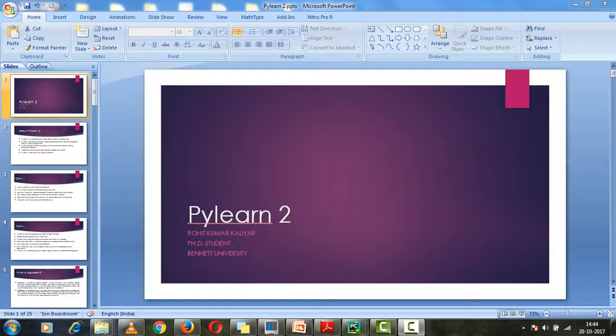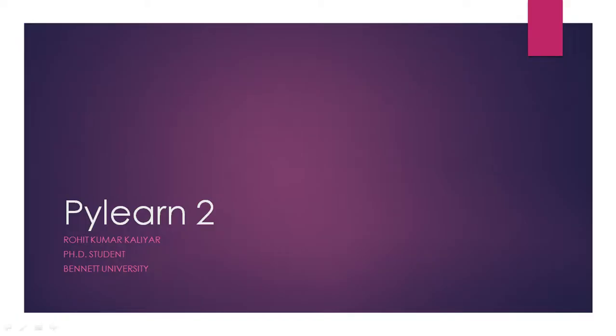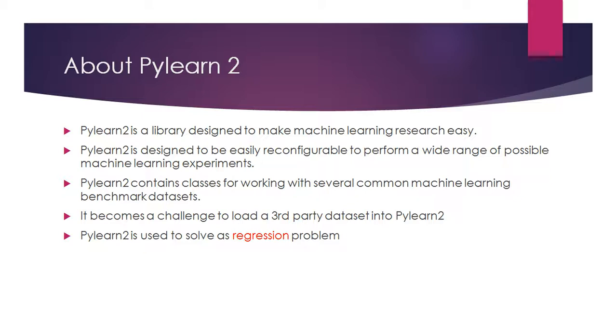So to learn what Pylearn2 is, Pylearn2, as mentioned here, is a library designed to make machine learning very easy. The next thing is that Pylearn2 is designed to be easily reconfigurable to perform a wide range of possible machine learning experiments, like using support vector machines, linear regression problems, and multi-layer perceptrons. These various machine learning problems can be handled using Pylearn2.